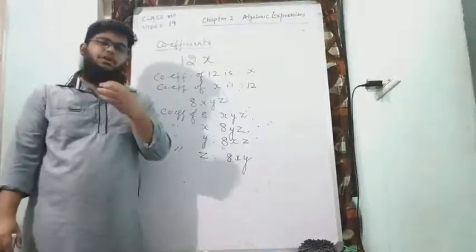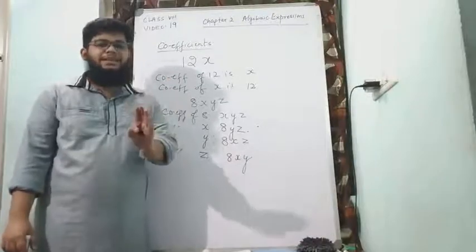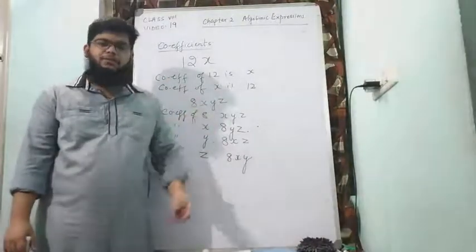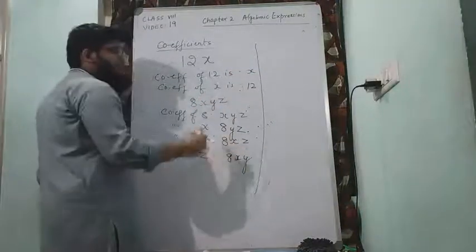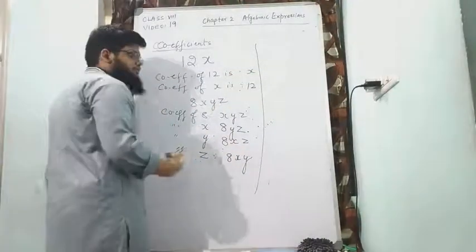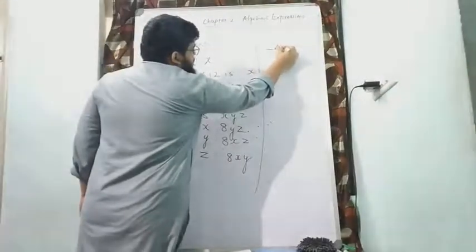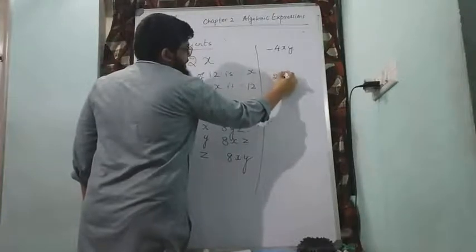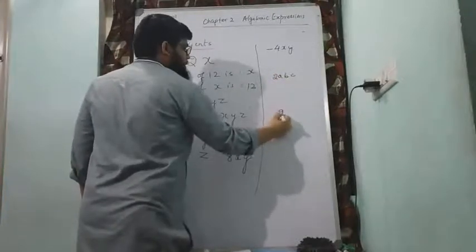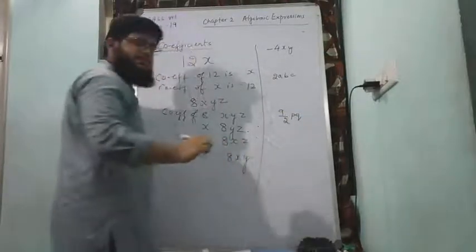And if you are asked to find out a coefficient of one particular value, then leaving that value, whatever is remaining, that will be called the coefficient. So like this, try coefficient for every term, for every variable or constant. Minus 4xy, 2abc and 9 by 2 pq. So this is your homework.